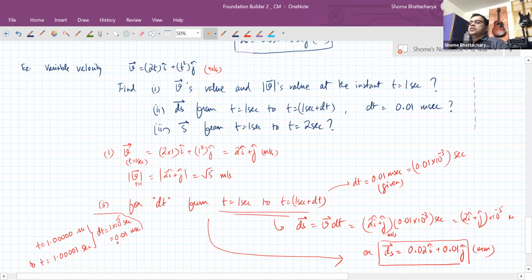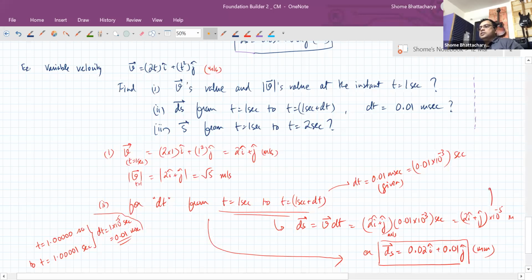0.01 milliseconds. So for this small interval of time, there's hardly any change in velocity. No? So it's instantaneous velocity into differential time dt. That becomes the very small displacement. And likewise, you can see the displacement is very small. It is actually of the order of micrometers, no? Because 10 raised to minus 6 is micro, micrometers. So it is like 20 i cap plus 10 j cap micrometers.